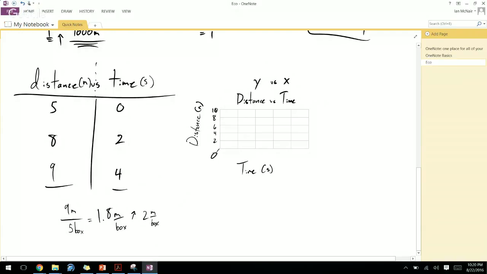Next, we do the other one. Divide by 5, and it's 4 meters per box. That gets us 0.8 meters per box. And again, we're going to round that up to 1 because that looks nice. My mistake, however, is this should be seconds. This should be seconds. This should be seconds. My mistake. So we go up, that's easy. We have 1, 2, 3, 4, and 5.